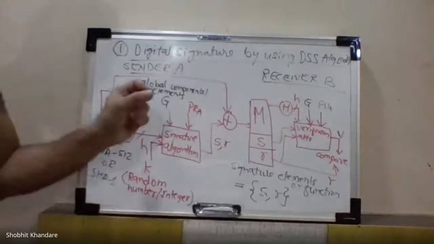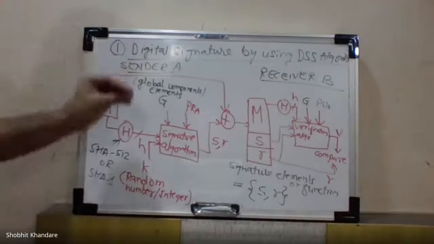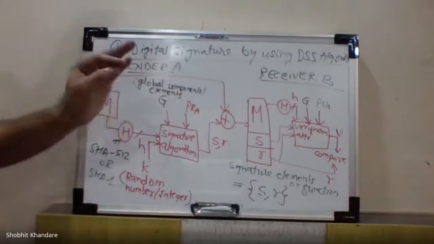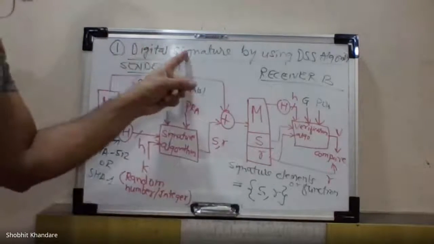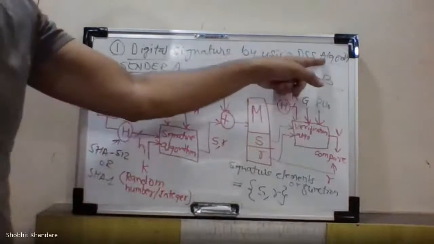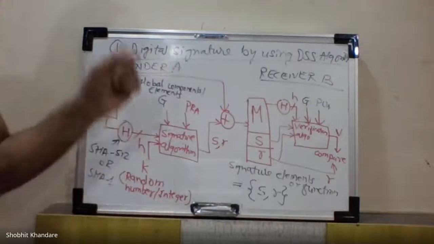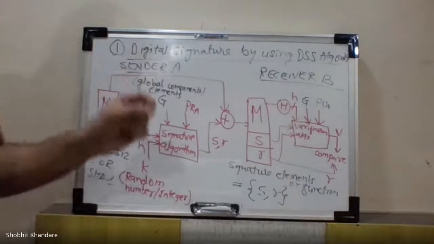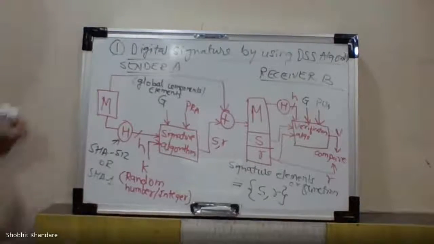So after this, please write down digital signature algorithm or DSS. What did I write before this? Digital signature by using DSS algorithm. This is a block diagram. Now we are writing the actual algorithm, that is DSS, or digital signature algorithm, that is DSA. So please write down the heading as digital signature algorithm.